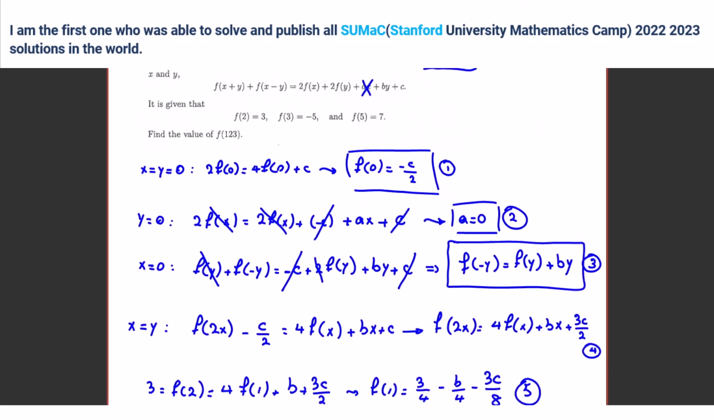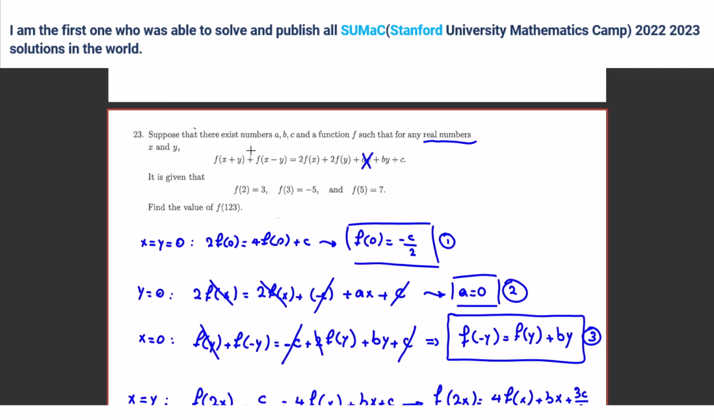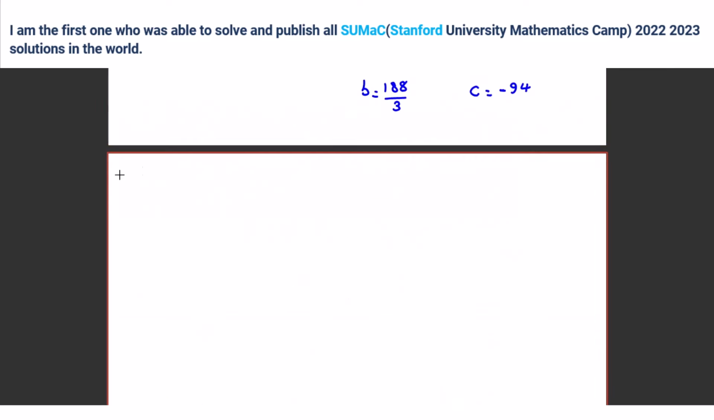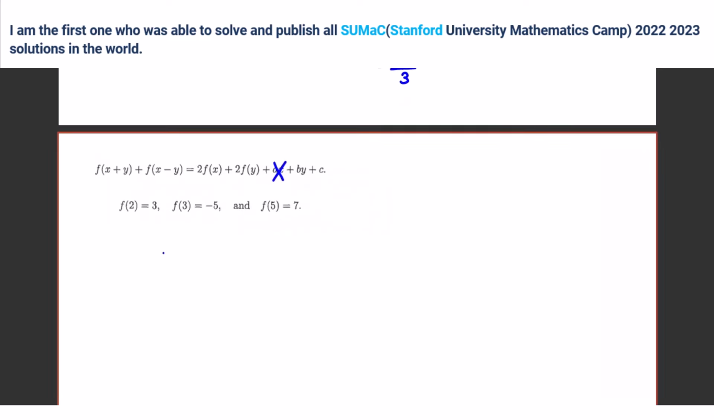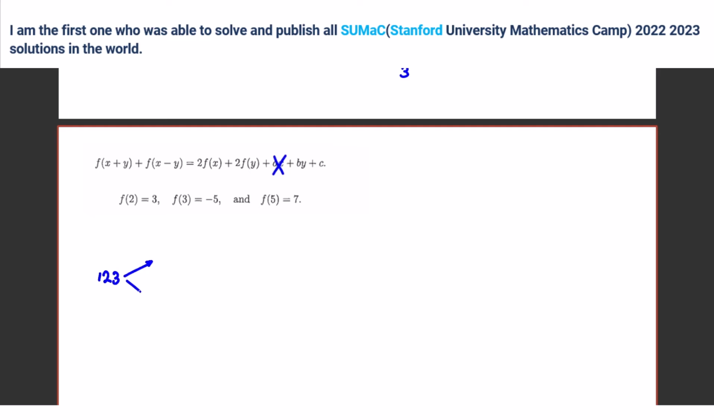Okay. Now we found b and c, right? Yeah. Okay, let's copy this. We want f of 123, okay? So, here, can you guess, if you want to find f of 123, it's good to calculate which values first? Do you agree? Because we found f of 1 now, right? Yeah. We know f of 1, we know f of 2, we know f of 3. We can also find f of 4, right? All these values.